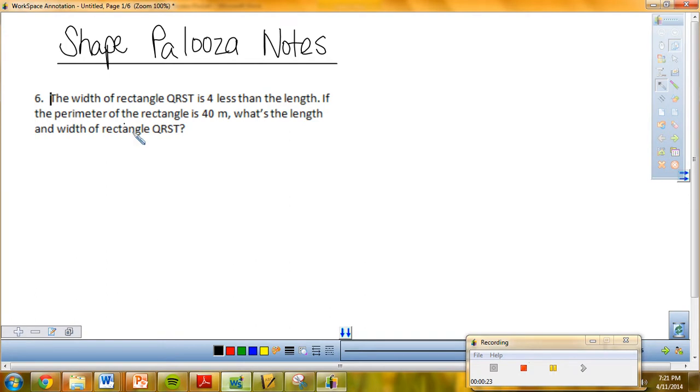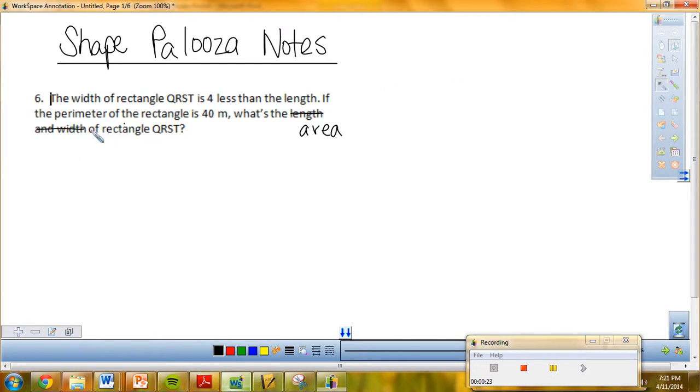We said the width of the rectangle QRST is 4 less than the length. If the perimeter of the rectangle is 40 meters, what is the length and width of the area? And we're going to change this a little bit. And instead of doing length and width, we're going to say what is the area of the rectangle.